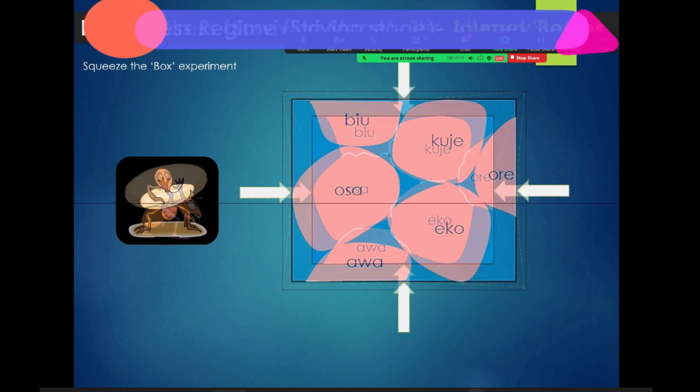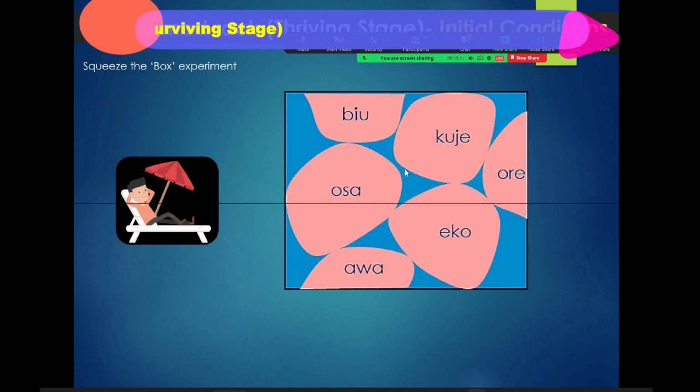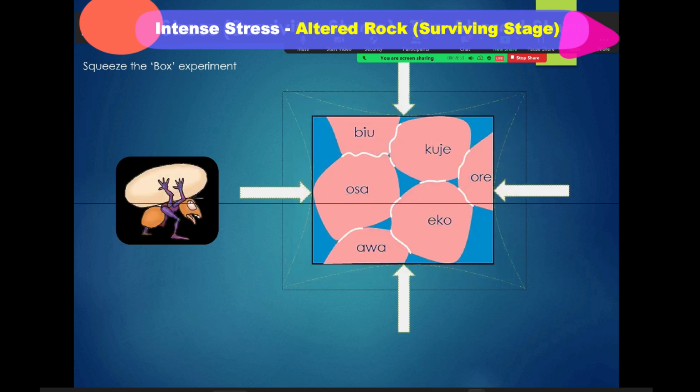And I want you to pay attention to what has happened to the volume of space. Initially, just focus for a moment here, between Biu and Eko, between Kuje and Osa. Look at this blue space in there. Consider that is the porosity. That is where hydrocarbon can fit in, okay? Where oil and gas can go squeeze themselves in. And then imagine that as a result of pressure, the space continues to get squeezed. And then at the last stage, you're barely surviving.